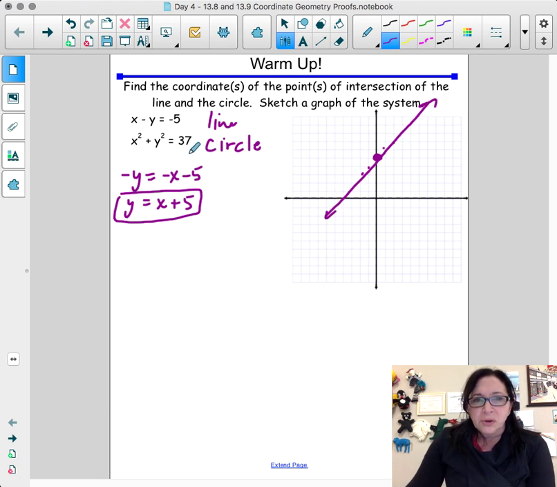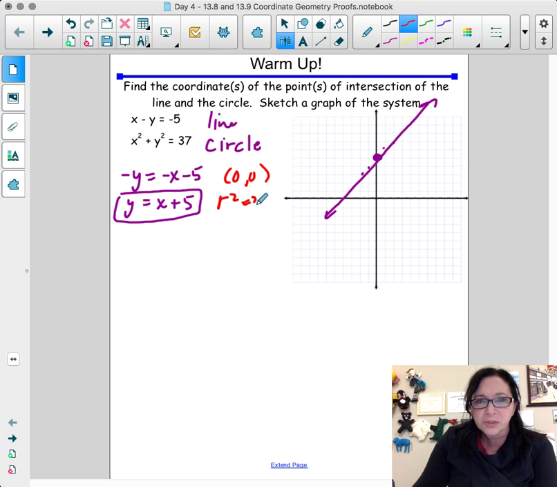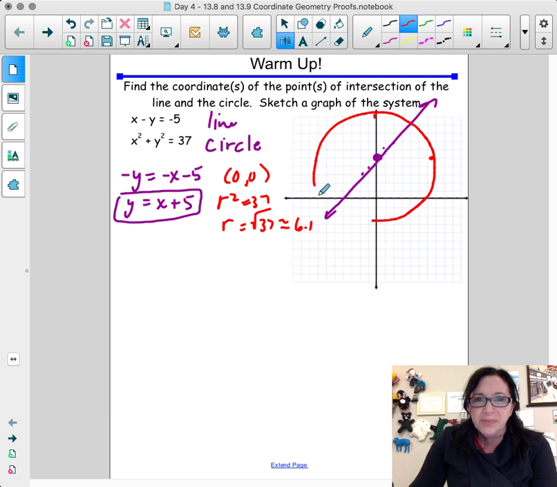This right here is a circle. This one looks like it has a center of 0, 0. So my center is at 0, 0. And my radius, well, r squared is equal to 37, which means r is equal to the square root of 37. And the square root of 37 without a calculator is approximately 6.1-ish. So I'm going to go over 6 and a little bit more than 6, up a little bit more than 6, that way and this way, so that my graph will look something like this.